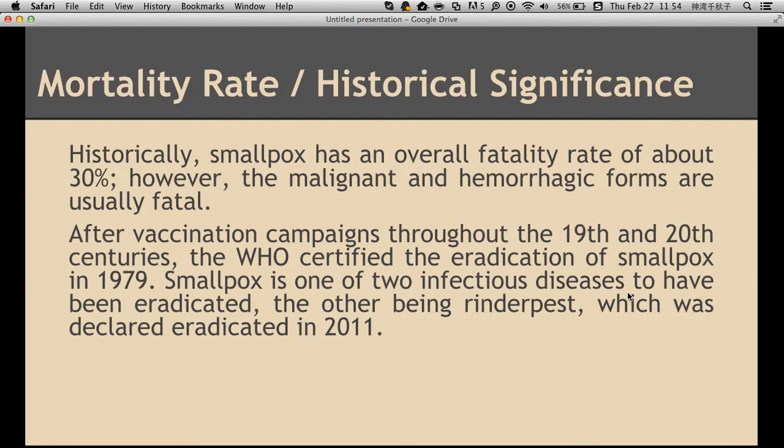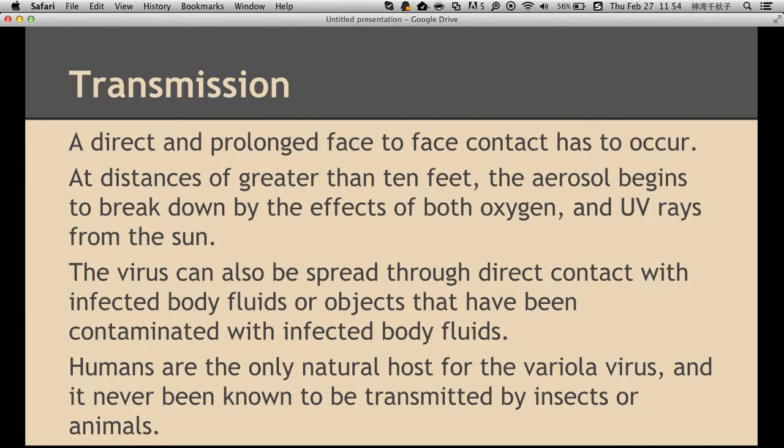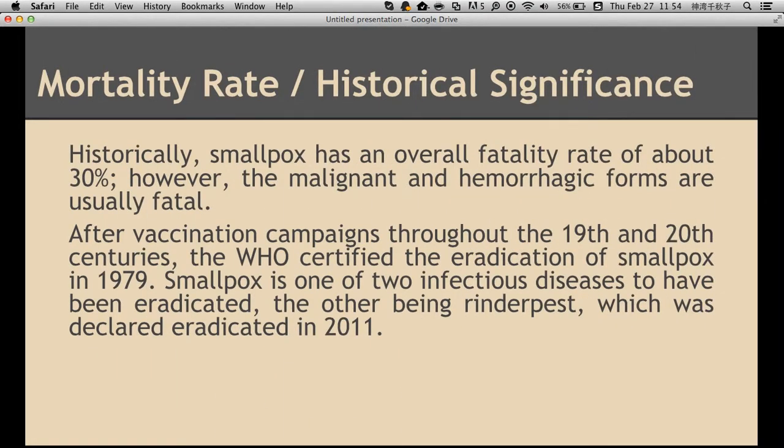After vaccination campaigns throughout the 19th and 20th centuries, the WHO certified the eradication of smallpox in 1979. Smallpox is one of 2 infectious diseases to have been eradicated, the other being rinderpest, which was declared eradicated in 2011.